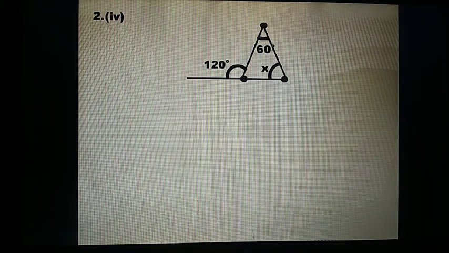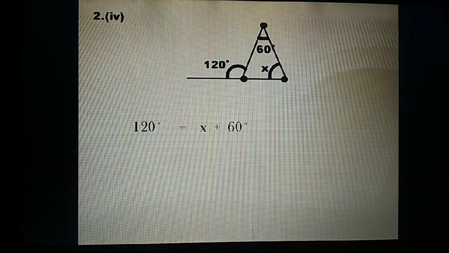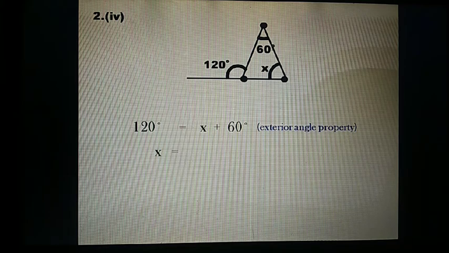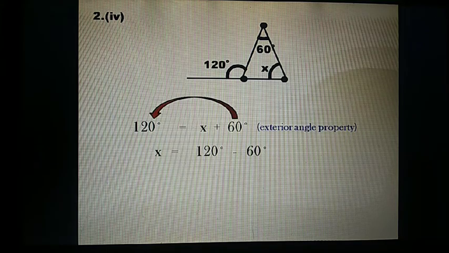Yes, again using the same logic, 120 degree is an exterior angle which will be equal to sum of interior opposite angles by exterior angle property. Here we are supposed to find the value of x, shifting 60 degree to 120 degree side. The sign will get changed. You will get the answer as 60 degree.